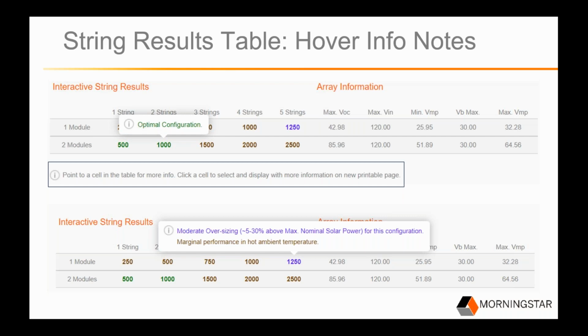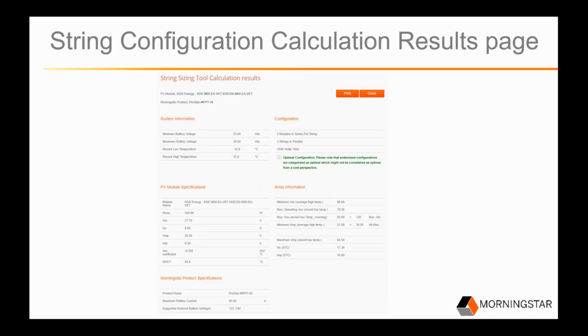If you hover over a cell in the table, it will display more information. As you might have guessed, the green numbers are associated with optimal array configurations, and the blue number in this example indicates a configuration that can be used, but it's moderately oversized. We'll go over all the color codes shortly, but right now I'm going to let you know that if you click on any of the results, it will open a new tab for the calculation results page for that particular configuration. So if we click on this green 1000 cell, it will open the results page on a new tab. We'll take a look at that on the next slide.